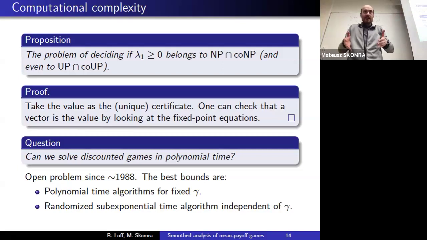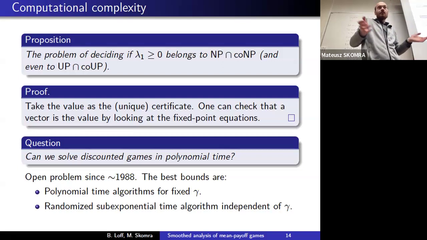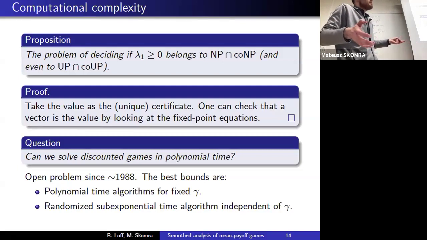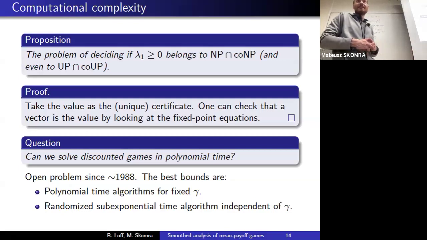So this certificate certifies the belonging to NP, so it certifies that the answer is yes, but it also certifies that the answer is no. So your problem belongs to both NP and co-NP, and even UP and co-UP, because it certifies both answers, right? So the most natural question, well, is it polytime decidable?